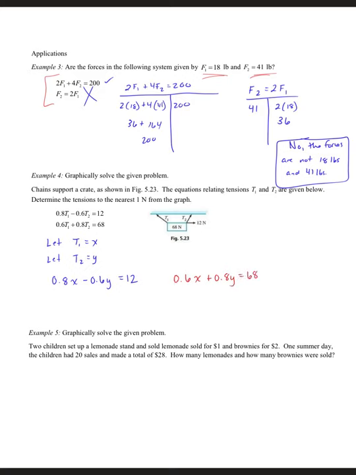So now in order to graph these easily using our calculator, we need to solve them both for y. So I want you to pause the video and solve for y on both of them.